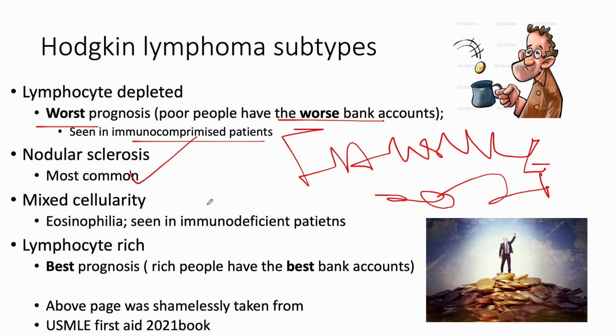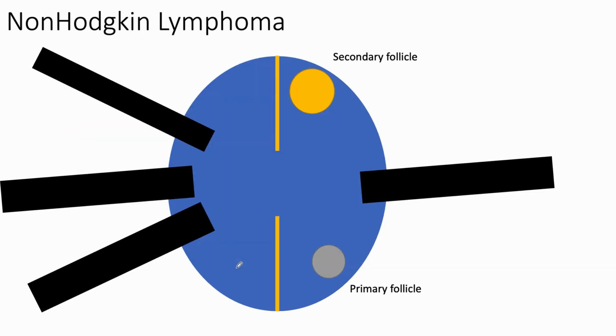Sclerosis is very common, the most common type. Your lymph node is going to be sclerosed with all the fibrosis. Eosinophilia is seen in immunodeficient. Lymphocyte rich is going to be the best prognosis. Rich people have the best bank accounts.